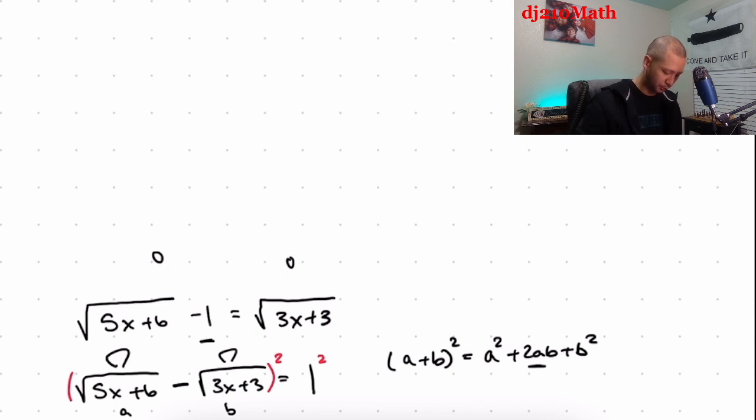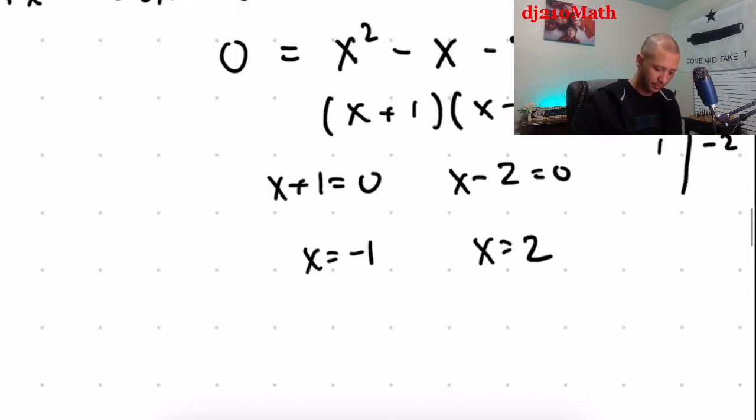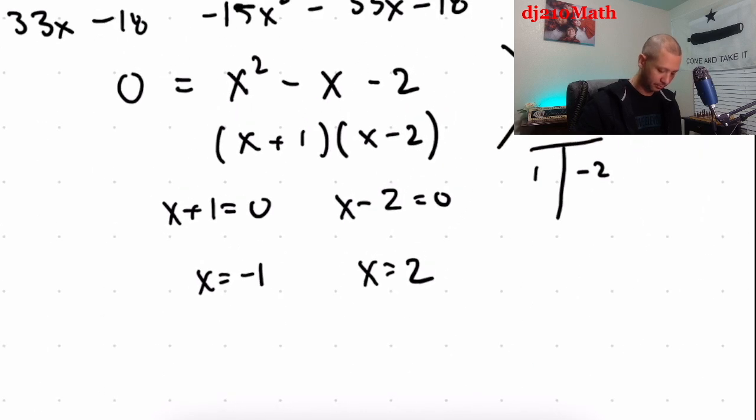Let's try 2. So 5 times 2 is 10, plus 6 is 16, square root of 16 is 4, 4 minus 1 is 3. So we have 3 on the left. Right-hand side, 3 times 2 is 6, 6 plus 3 is 9, square root of 9 is 3. Okay, so in this case, both our answers checked out.